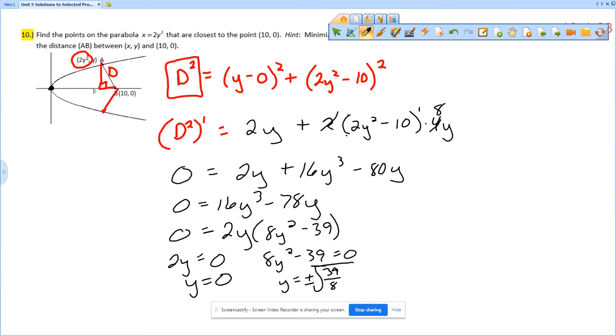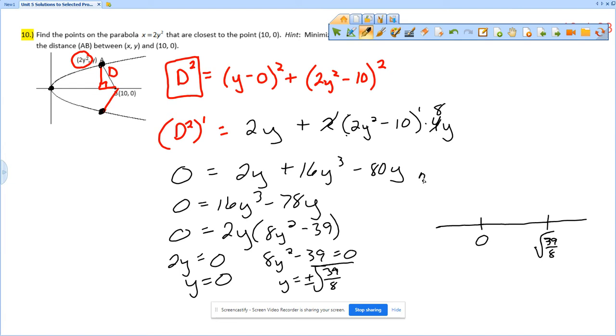Now, plus or minus, obviously you've got the positive square root of 39 eighths and the negative square root of 39 eighths. Either one should work, but let's just go with the positive for right now. We want to verify that there is indeed a minimum there, so I'm going to put 0 here, and I'm going to put the square root of 39 eighths here.